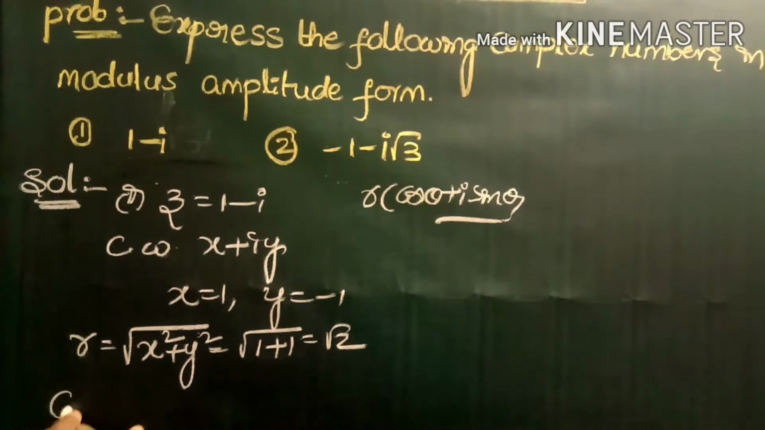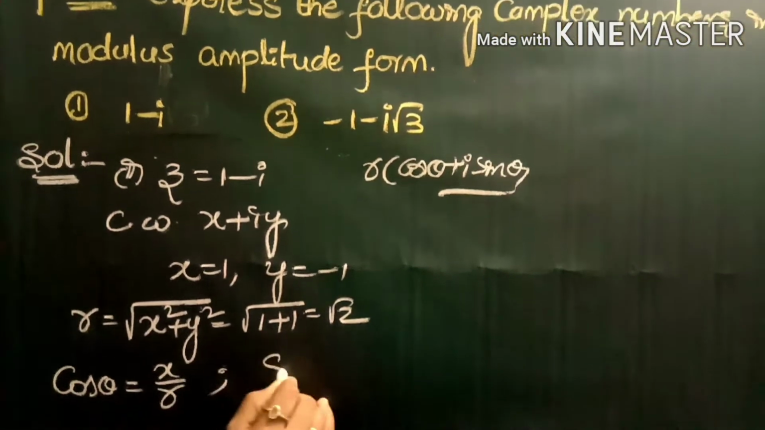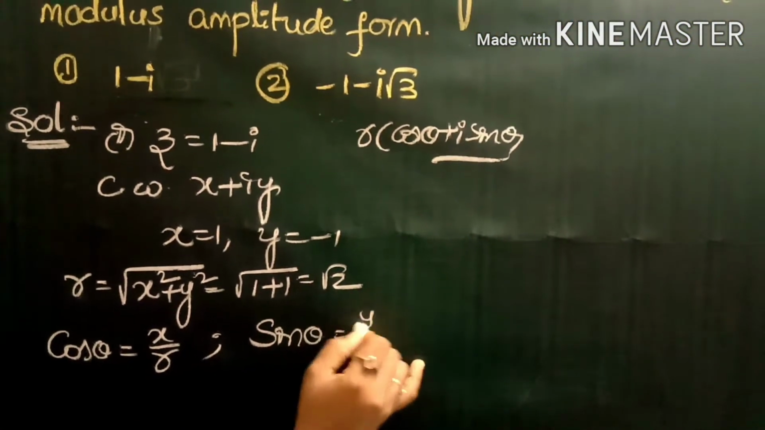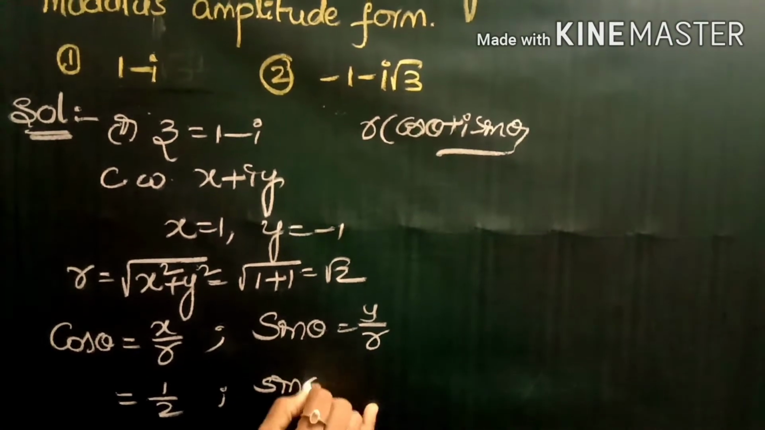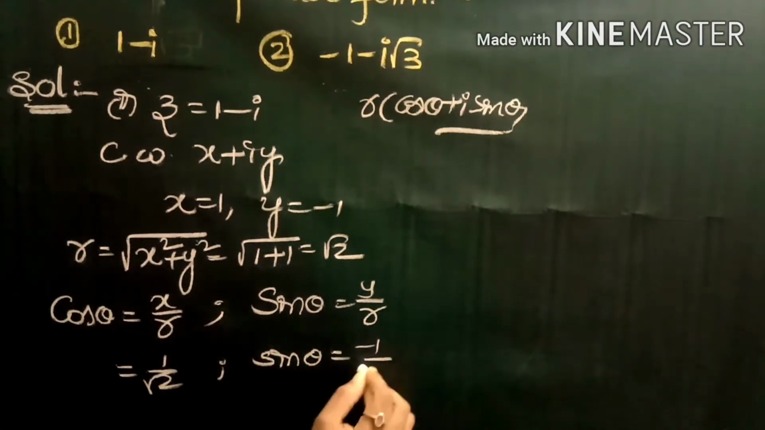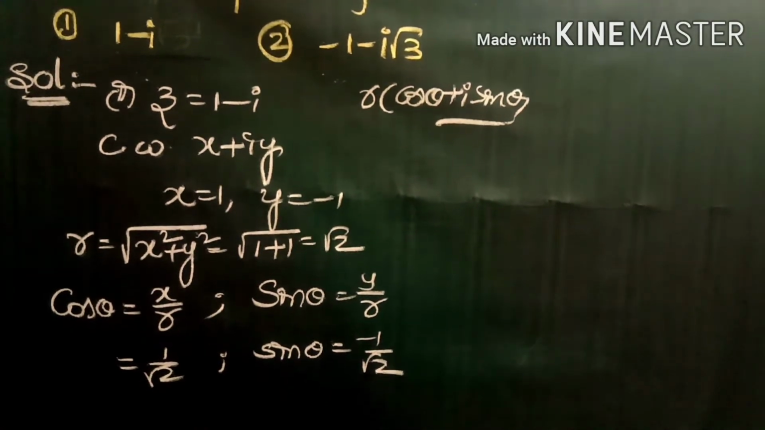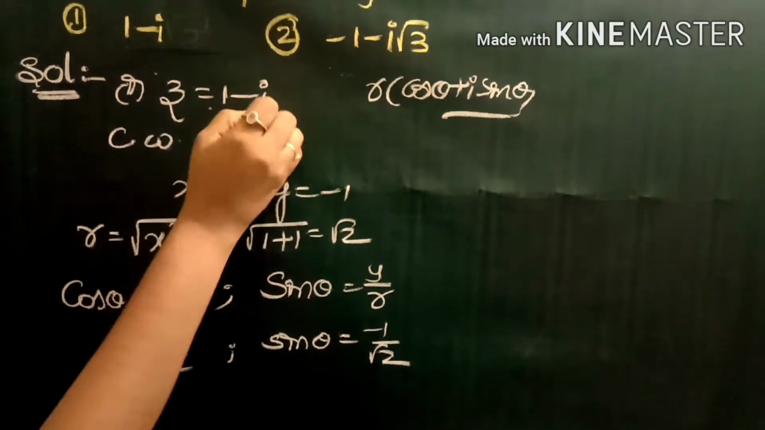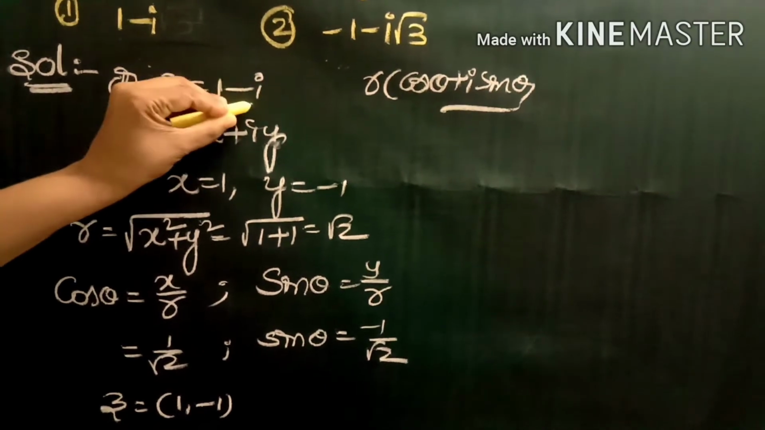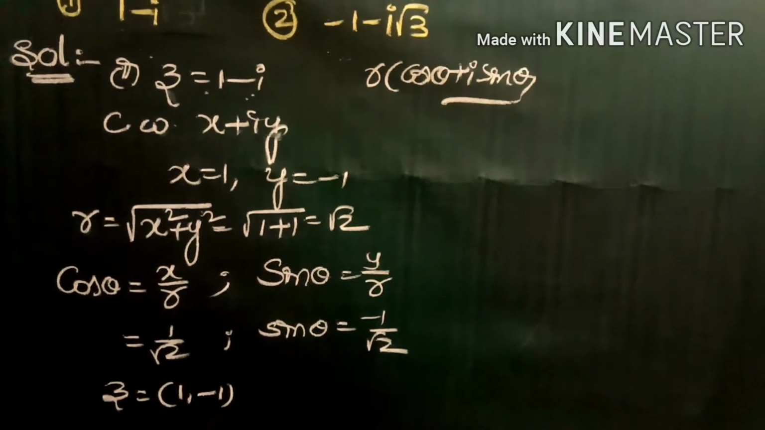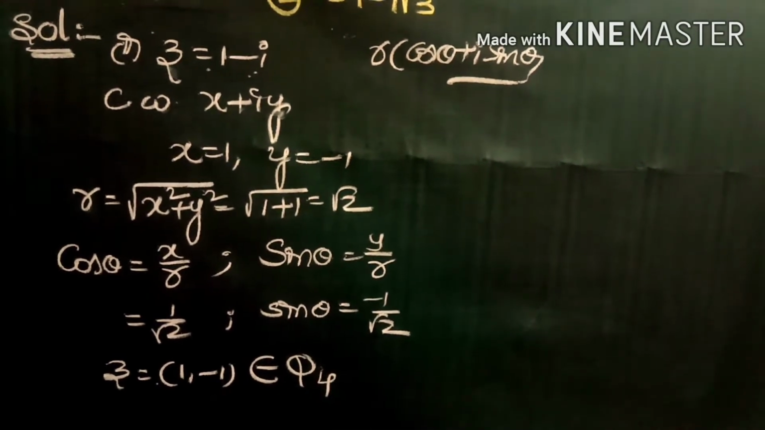Now finding the values of cos theta and sin theta. The formula for cos theta is x by r and for sin theta is y by r. So cos theta is equal to 1 by root 2 and sin theta is equal to minus 1 by root 2. Now clearly the given point z is equal to 1 minus i, which we take as the point (1, minus 1). First value 1 and second value minus 1. This is a point in the fourth quadrant.